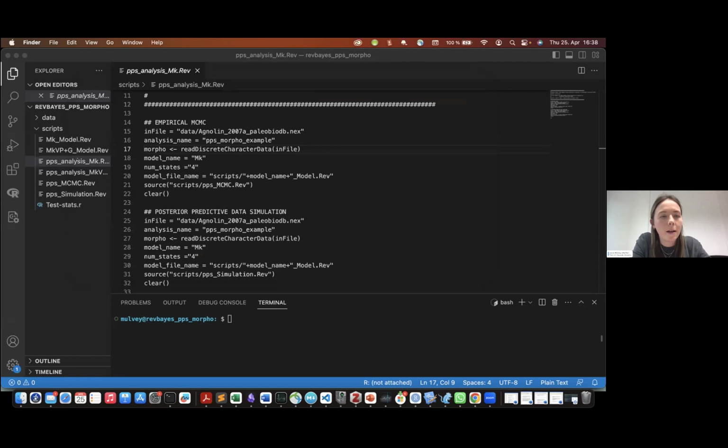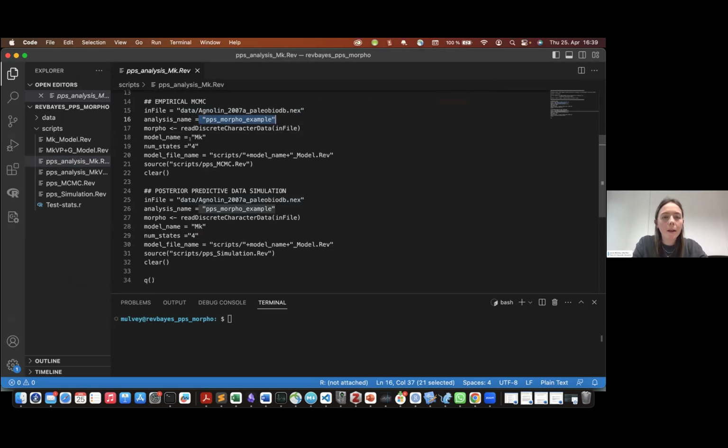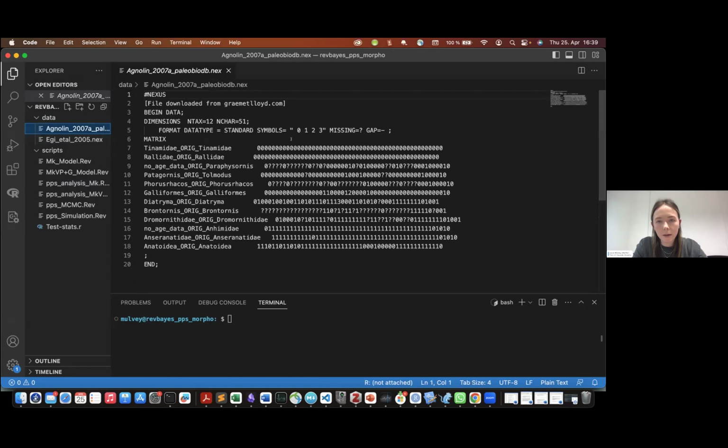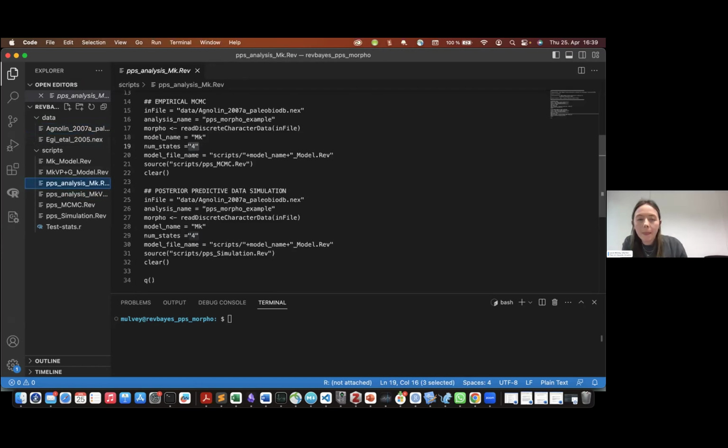If you go to the first analysis script here, it reads in your data, the name of your data and where it is. It's always good to give your analysis a name, because unless you change directory, RevBase will write over your files if you don't change the name. Then you might want to change which model you're working with. It's very important to state the number of states that you have in your alignment. In this one, you have 0s, 1s, 2s, and 3s, which is why it's set to 4. Then we tell it to read in this model script.